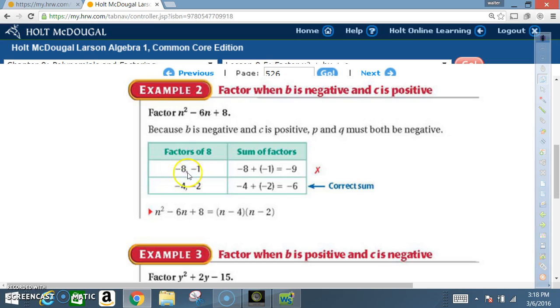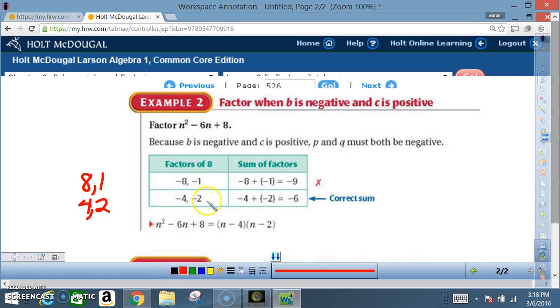Negative 8, negative 1, negative 4, negative 2. Now, what I would do is list all the factors just to be sure you understand. So all your factors to come out with 8 from multiplication: 8 times 1, that's 8. 4 times 2, that's a positive 8. A negative 8 times a negative 1, that's a positive 8. A negative 4 times a negative 2, that's also a positive 8.